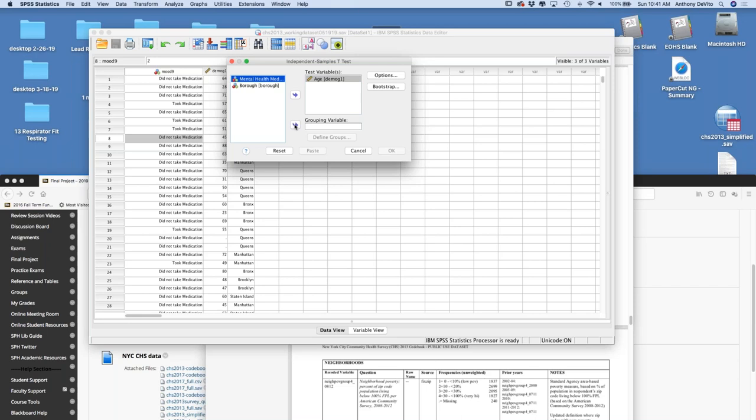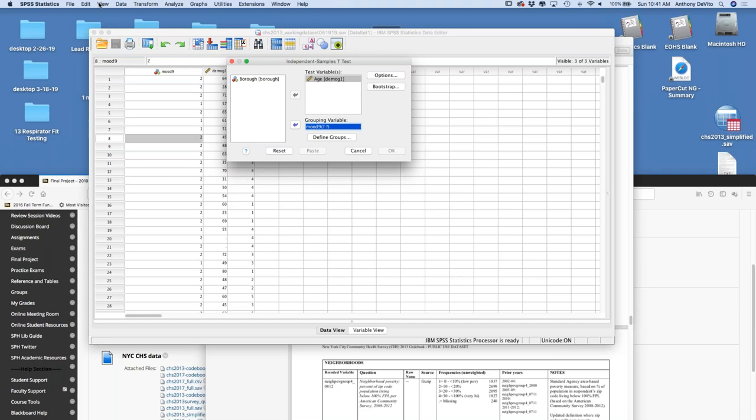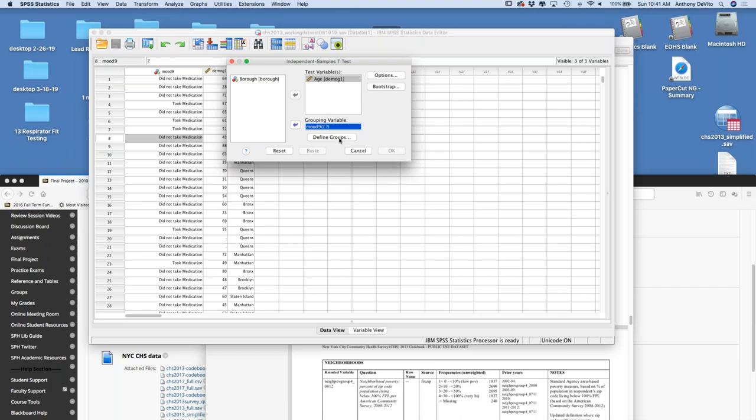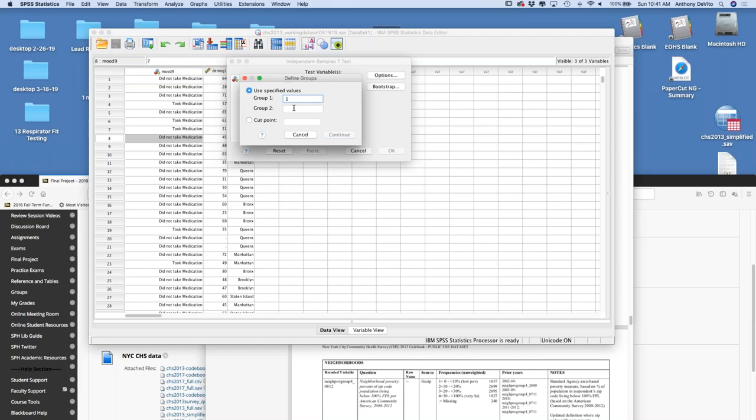That wants me to define the groups so that it knows the numbers behind the scenes, not those words, but the numbers. Let me take a quick look back there. Well, it's ones and twos. Okay, so I'm going to go back here. If you happen to have a better memory than me, you're younger, you probably do, you would remember that it was ones and twos. That's the way we coded it, right? Those are the numbers that I assigned.